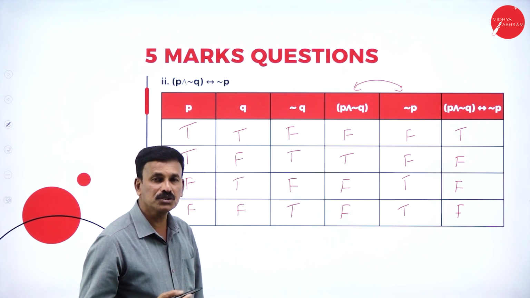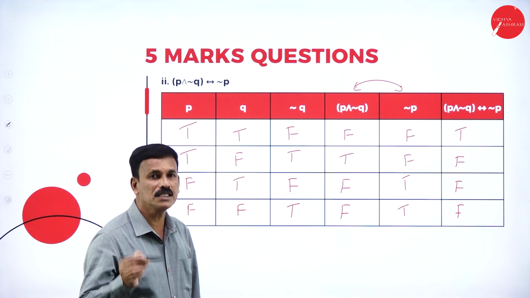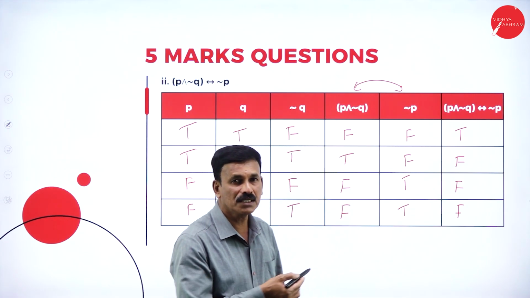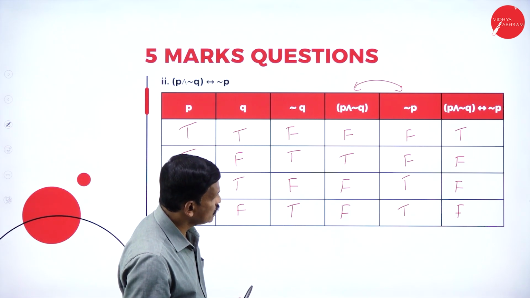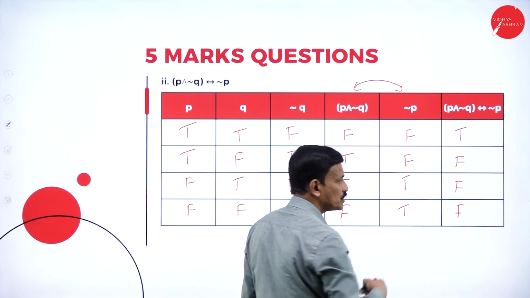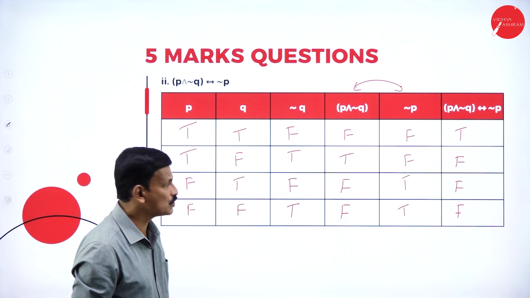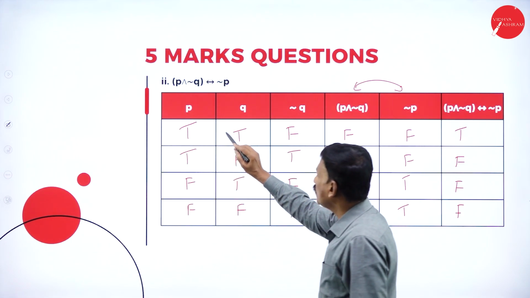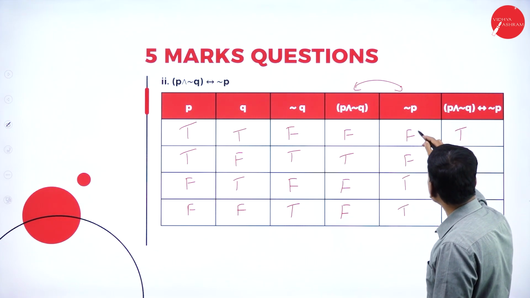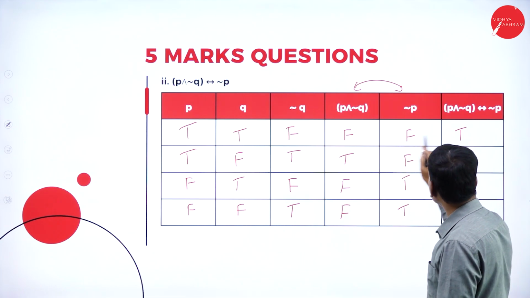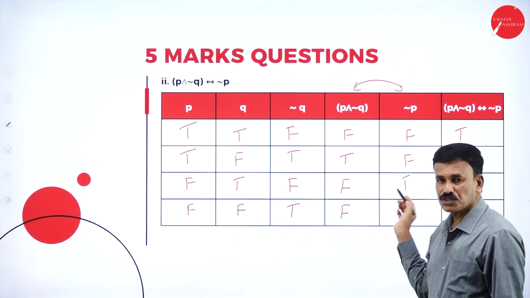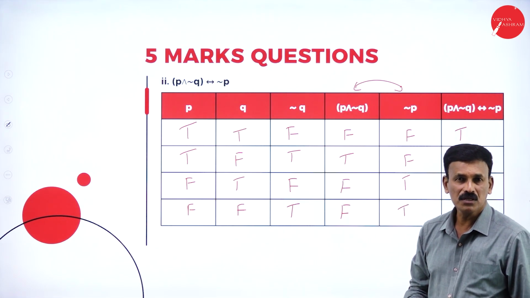So what do you say in this? If you get all the truth values as T, T, T, T, then it is a tautology, or all the truth values as F, F, F, F, then it is called a contradiction. If it is like this, a mix of T and F, then it is neither a tautology nor a contradiction. This is an example of neither a tautology nor a contradiction.